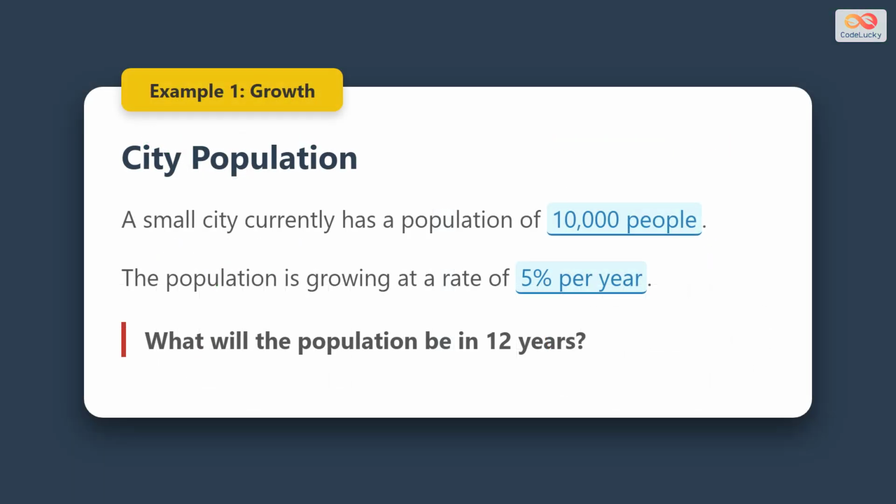Let's look at a real-world example of growth. Imagine a small city with a population of 10,000 people. It is growing at a rate of 5% per year. Our goal is to figure out what the population will be in 12 years if this trend continues.